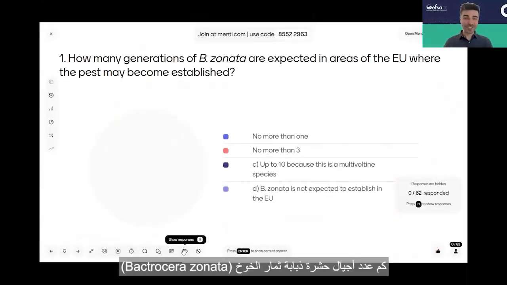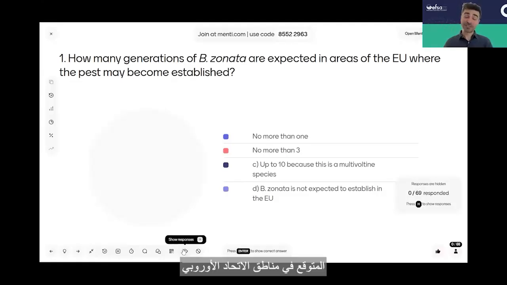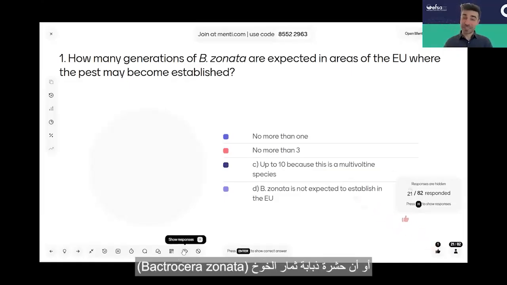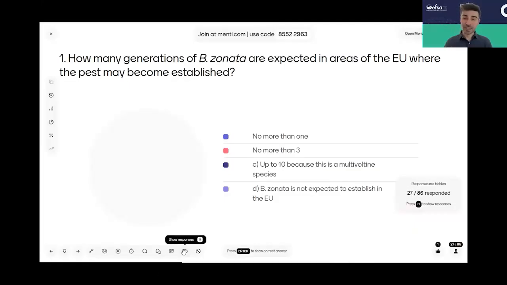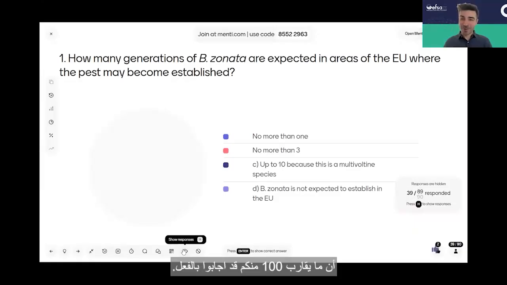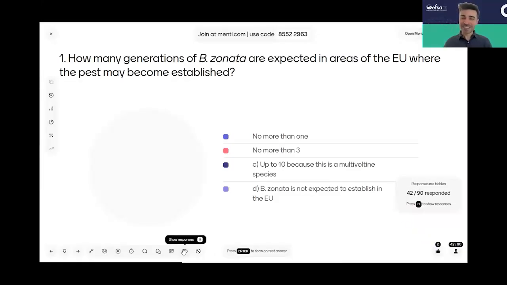For the first question: how many generations of Bactrocera zonata are expected in areas of the EU where the pest may become established? We have 4 options: no more than 1, no more than 3, up to 10 because this is a multiple generation species, or Bactrocera zonata is not expected to establish in the EU. I see almost 100 of you already responded.